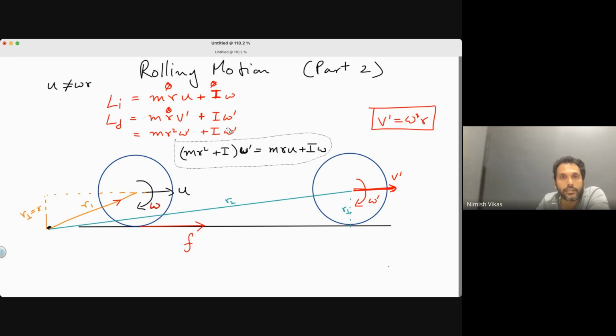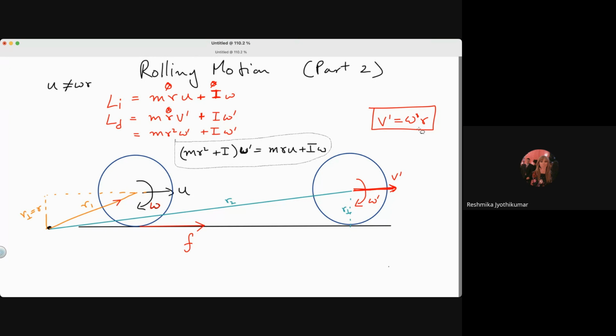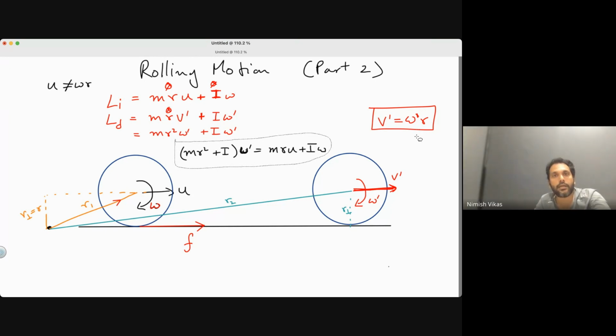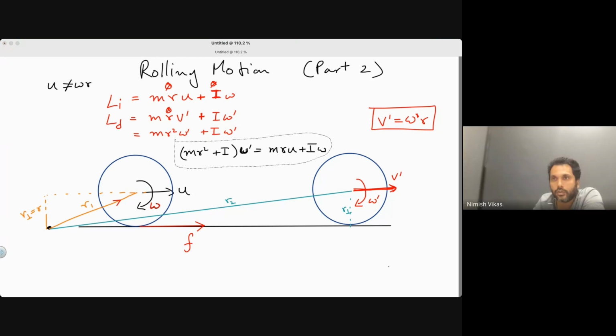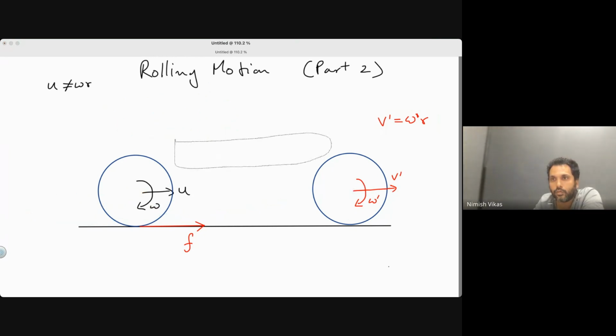V dash is how much if it is pure rolling? Omega R. Yeah, omega R. So we wrote it as omega R. So 1 R was already there. Okay. So now if you compare this answer with what we did here, right?